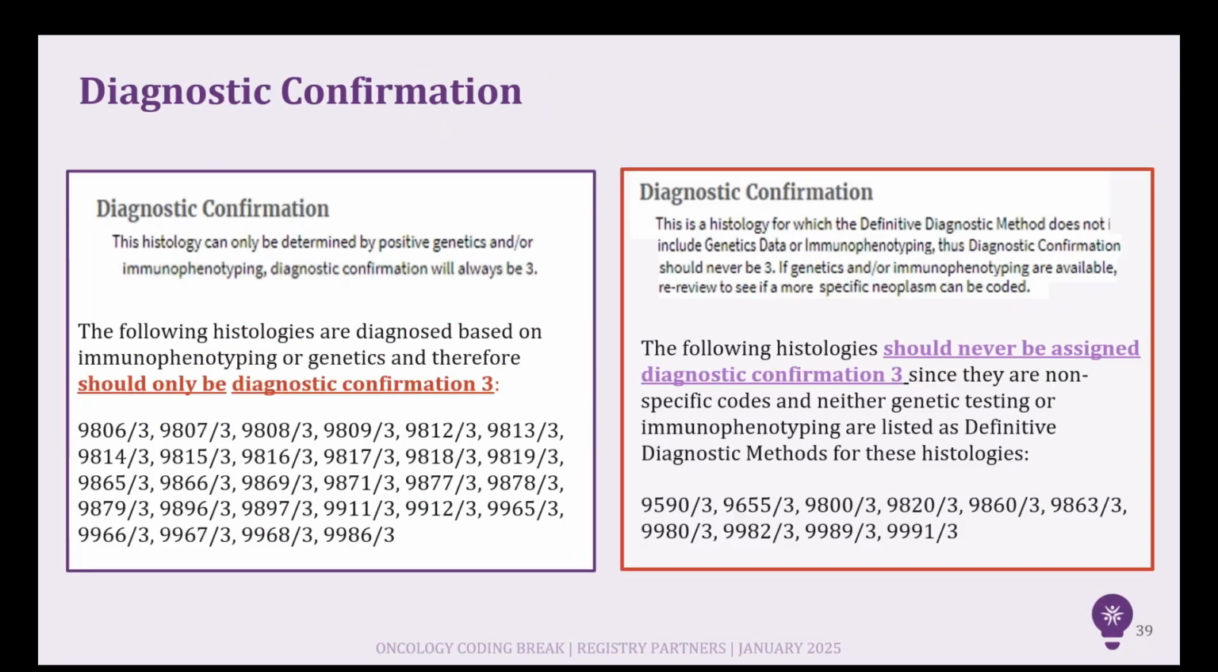And here are some histologies, this first box. These histologies all require positive genetic testing or immunophenotyping to confirm the diagnosis. So for these, you will always have confirmation of 3. The histologies in the second box are more nonspecific, and they do not need genetic or immunophenotyping for confirmation, so they should never be coded to a 3. So this is helpful to review.